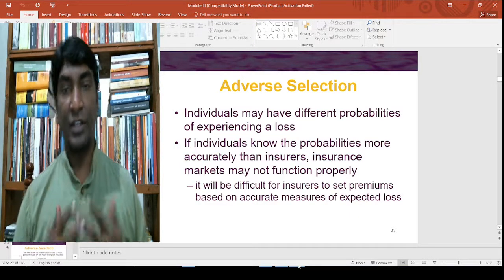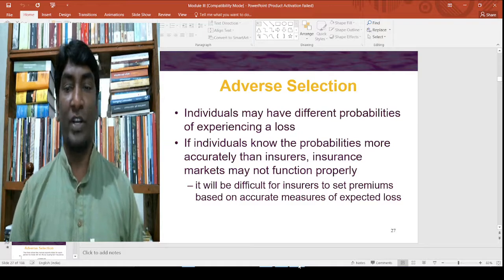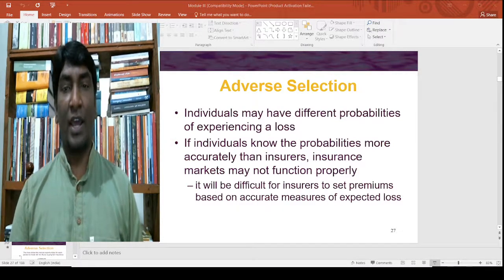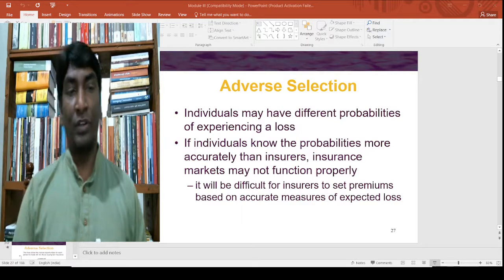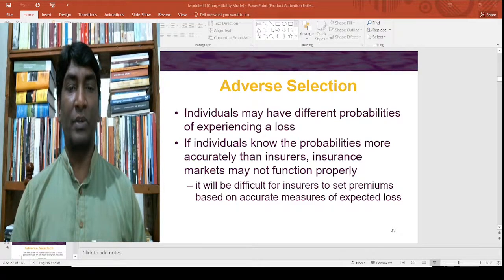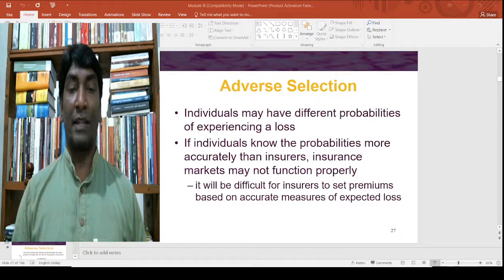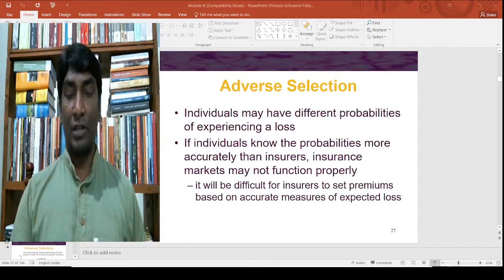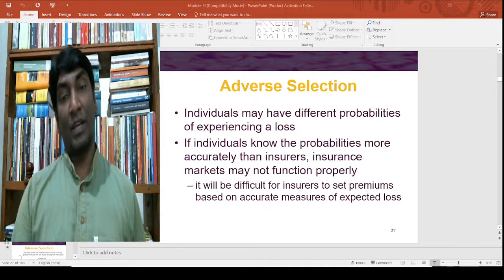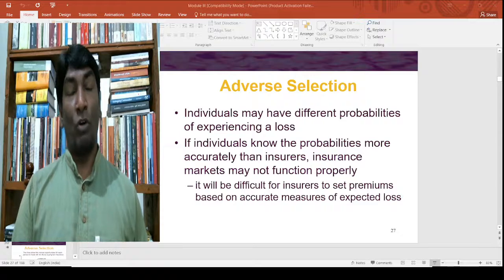How do we actually deal with the issue of adverse selection? Because we have already seen what adverse selection is, and how we are going to solve these things. Individuals may have different probabilities of experiencing a loss, and individuals know the probability more accurately than insurers. The market may not function properly, as I said in the earlier lecture.